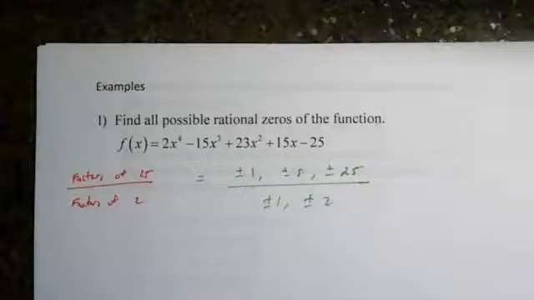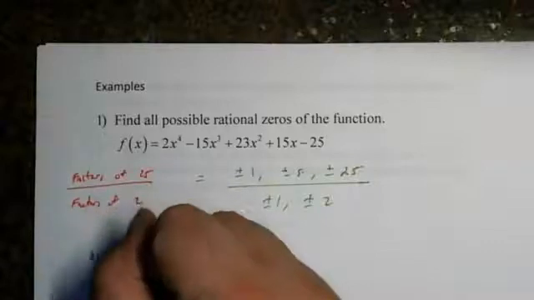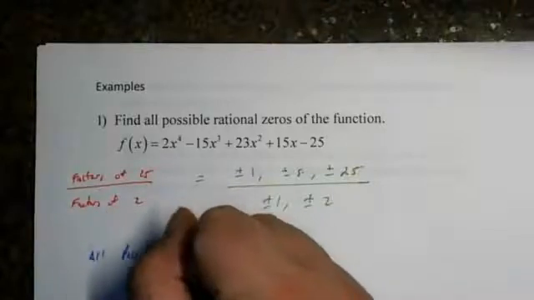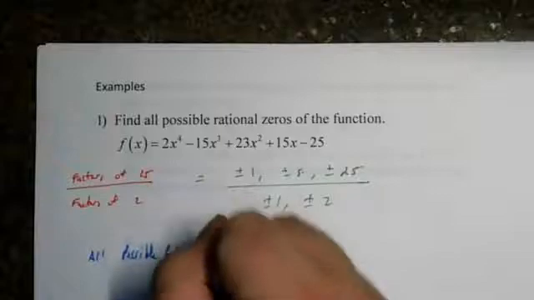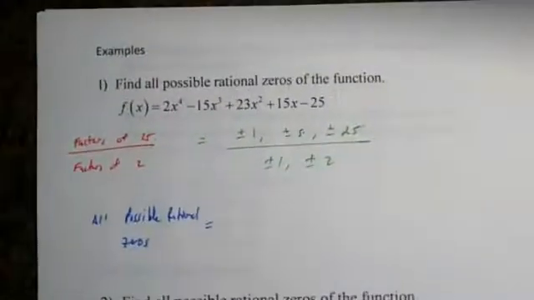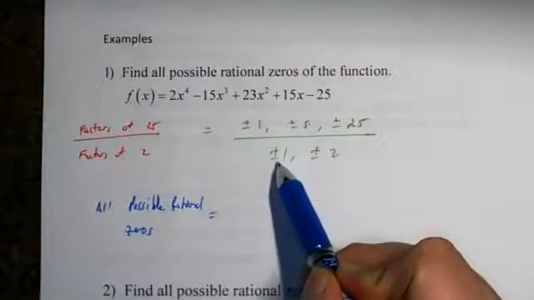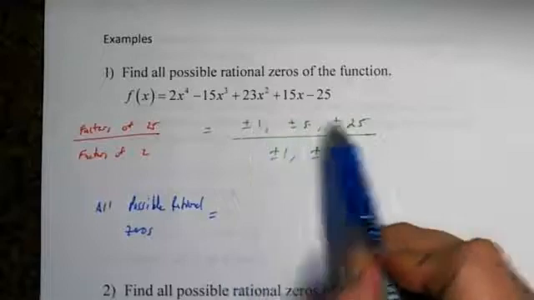Now, what are all possible rational zeros? What we're going to do is take each one of these factors and put them all over 1. Then you'll take each one of these factors and put them all over 2.